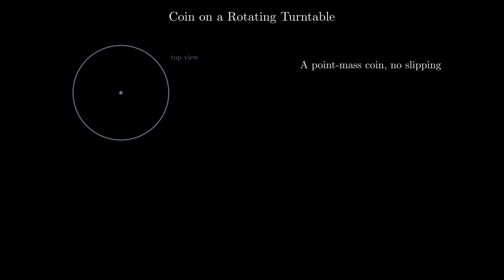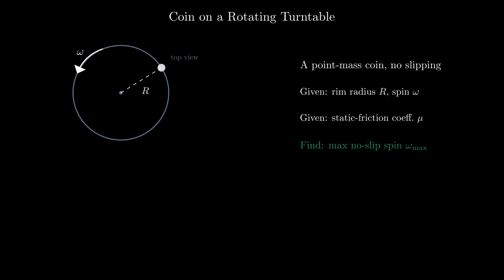Now a coin resting on a turntable, treated as a point mass. It sits right at the rim, a distance r from the center, and the table spins at a steady angular speed, omega. Friction is what keeps the coin from sliding, and the coefficient of static friction is mu. We want the fastest the table can spin before the coin slips, omega max. The coin travels in a circle at constant speed, so it accelerates inward, and something must supply that inward, centripetal force.